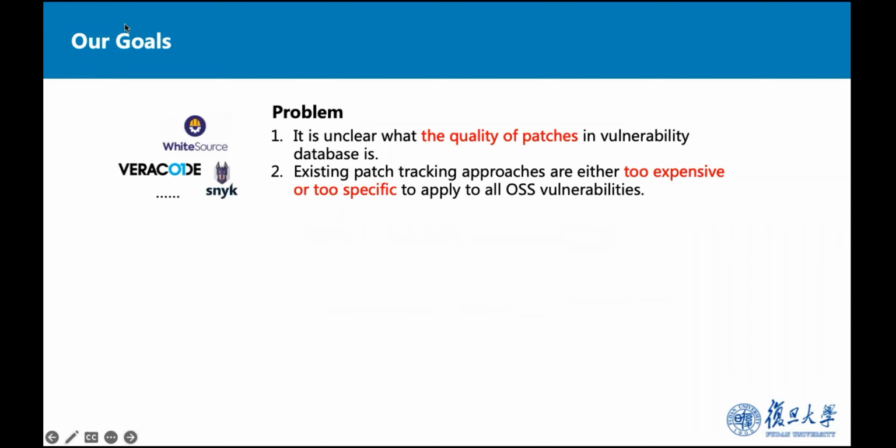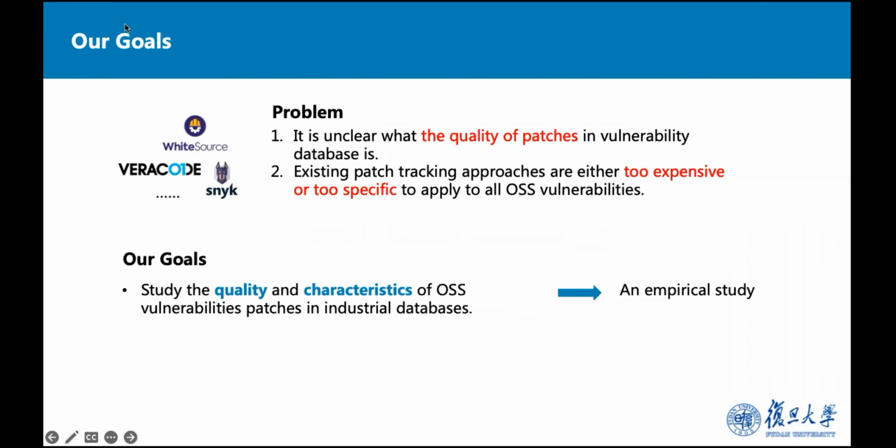Considering these problems, in this paper, one of our goals is to study the quality and characteristics of open source software vulnerability patches by conducting an integral study. And another goal is to propose an approach to automatically track patches, and the proposed approach is called Tracer.